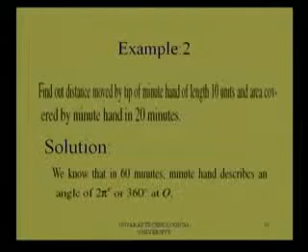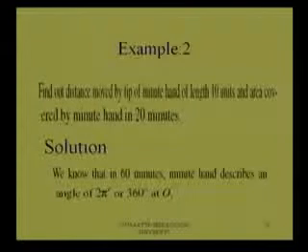minutes and describes an angle of 2 pi radian. A complete revolution gives 2 pi radian. This is the position of the minute hand after 20 minutes, the angle is theta, and 10 centimeter is the length of the minute hand.